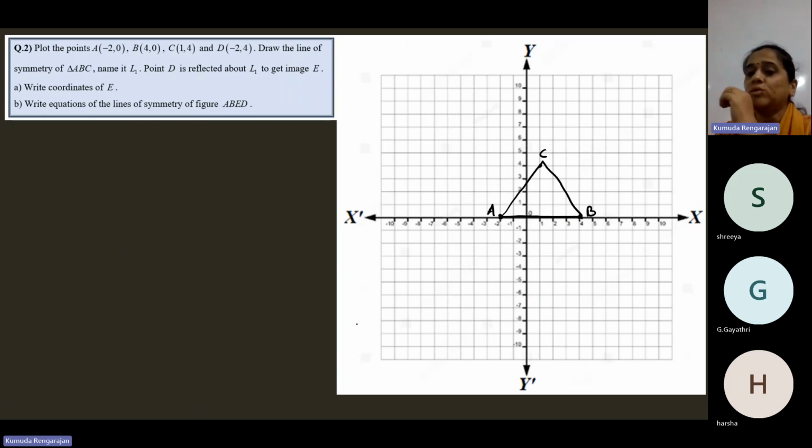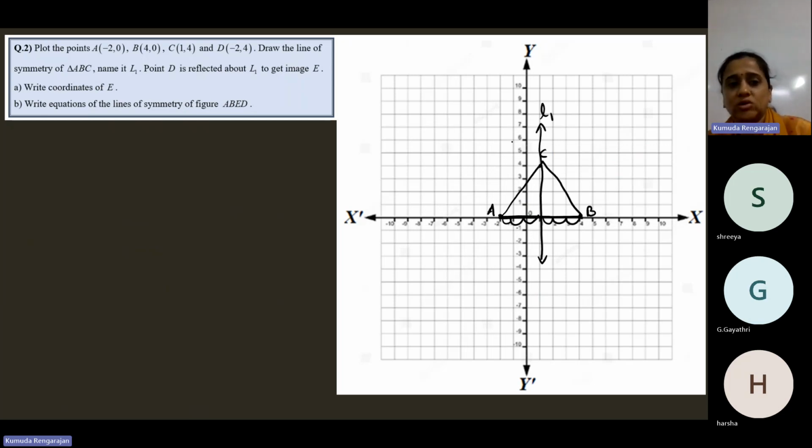Now, to identify the line of symmetry of this triangle ABC, you must mark that line along which, when you fold the triangle, the two parts will coincide. So we said this is the line of symmetry for triangle ABC. We marked it L1. You can see it is 3 units from here, 1, 2, 3, 1, 2, 3. When you fold the triangle along this line, the two parts will coincide. So L1 is the line of symmetry for triangle ABC.